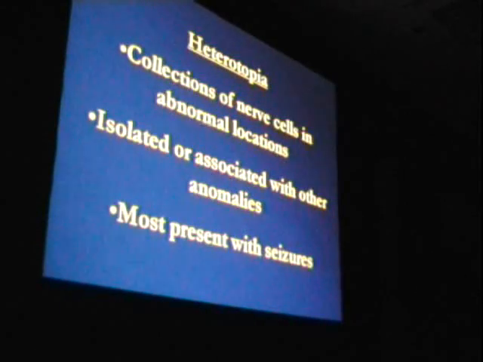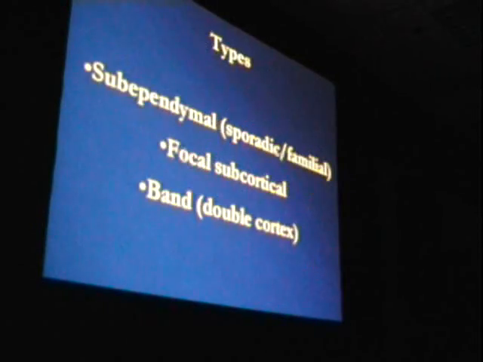Diagnostic of heterotopia, or collections of normal nerve cells in abnormal locations. They can be isolated or associated with other anomalies. Most common isolated is subependymal nodular heterotopia, which we have here, and most people will present with seizures. In those patients who have heterotopia associated with other anomalies, they may present with mental retardation or other more profound neurologic abnormalities, usually related to the other anomalies which are present.